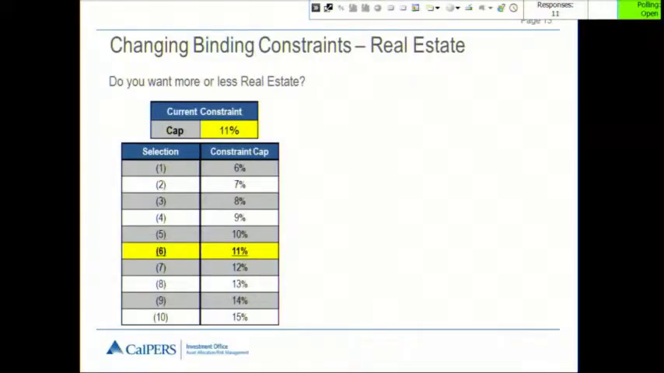But with leverage, you could be over 100%. That's another policy question. Okay, other questions or comments before we indicate on real estate?